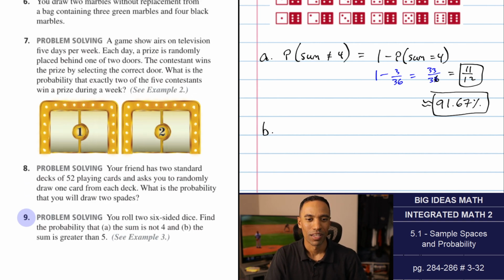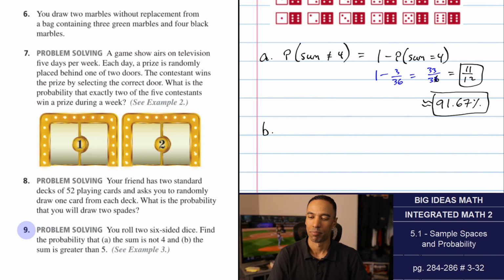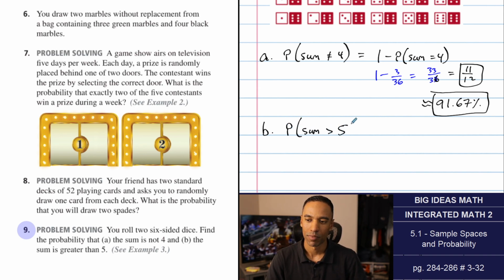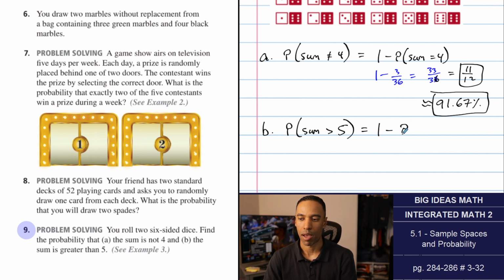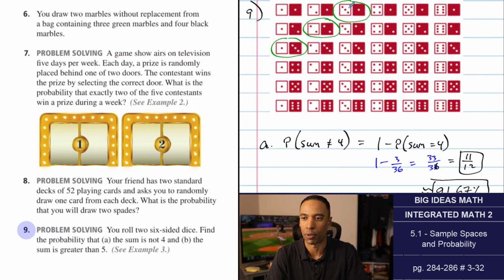Part B. The sum is greater than 5. Probability that the sum is greater than 5. I think this is also better to use the complement version. Take 1 minus the probability that the sum is less than or equal to 5. I think there are less of those to count out, so let's take a look at that one. Where's the sum less than or equal to 5?